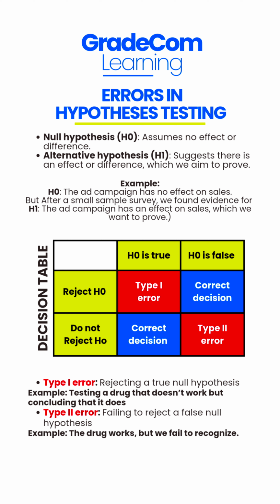So, in short, type 1 error is when we reject a true null hypothesis, and type 2 error is when we do not reject a false null hypothesis. And our goal in hypothesis testing is to minimize these errors and make the best possible decisions based on the data. So that's all about type 1 and type 2 error in hypothesis testing.